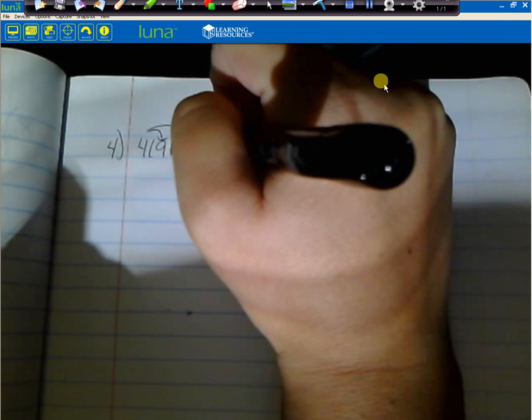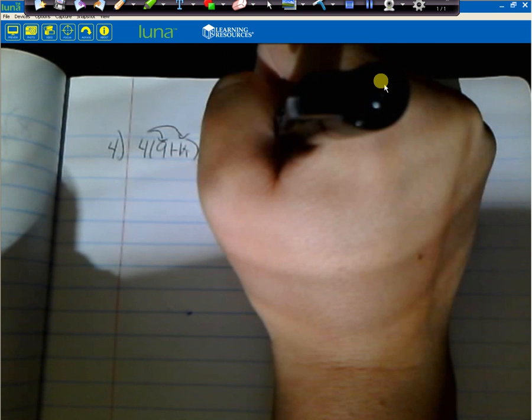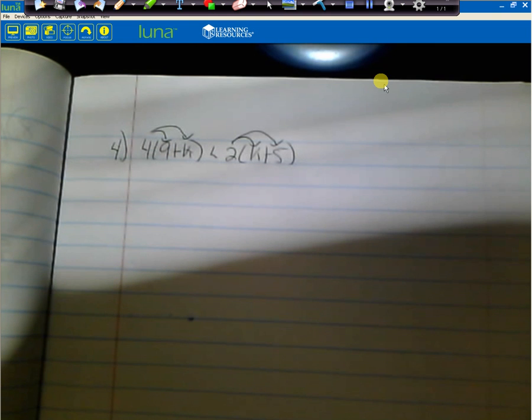All right, number 4, I'm going to show you on notebook paper. Go ahead and write it down. Number 4 says 4 parentheses 9 plus k parentheses is less than 2 parentheses k plus 5 parentheses. The first thing I notice is that this one is different because it has parentheses, so I need to take care of those first. To do that, I'm going to distribute what's directly in front of the parentheses that's being multiplied. So I'm going to say 4 times 9 and 4 times k.